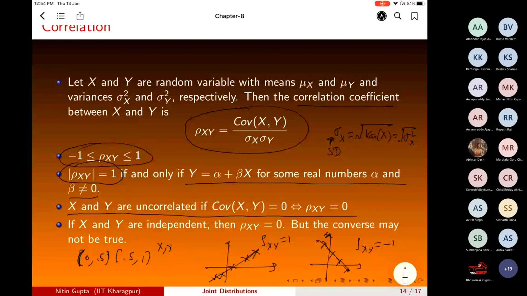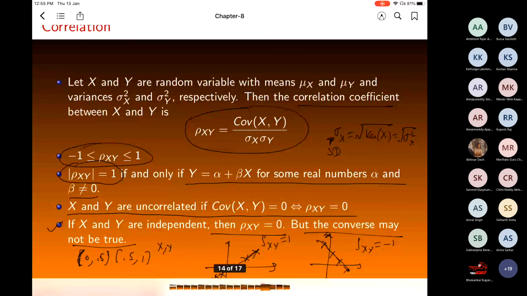In this fashion, if x and y are independent, then the correlation coefficient is 0, but the converse may or may not be true. The same example we have just given will work for this. If x and y are independent, then the correlation coefficient is 0, but the converse may not be true.